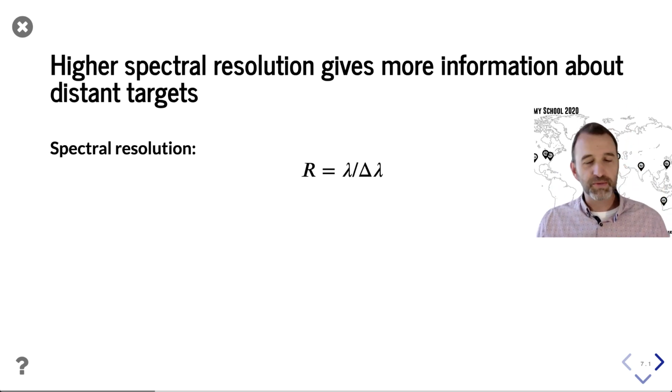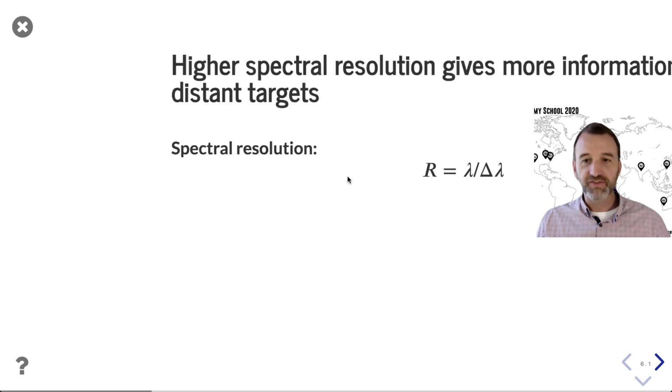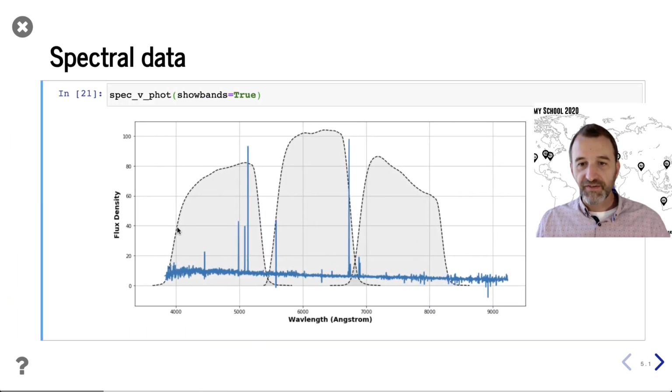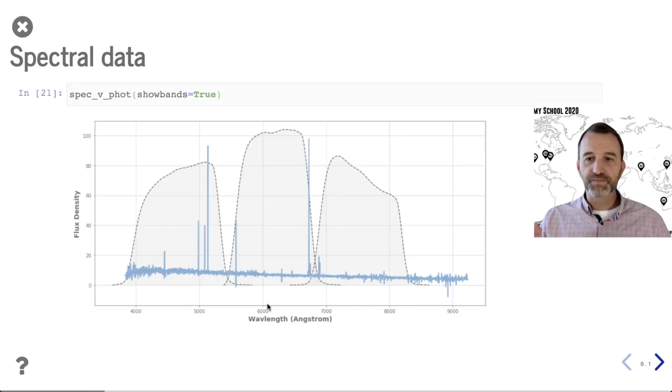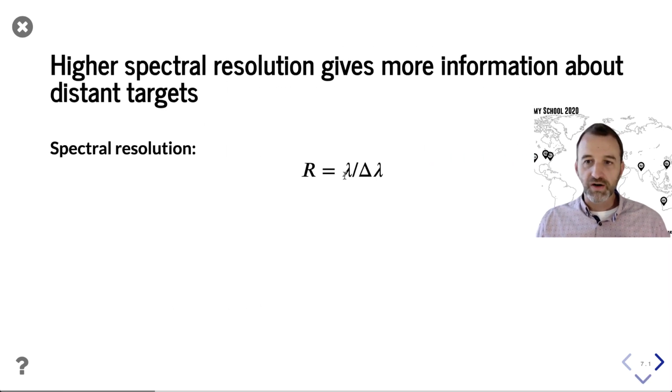So for photometry, we have bandpasses that have a delta lambda of 1,000 or so, and a lambda of around 5,000. So you have a resolution of 5,000 divided by 1,000, so about 5. So with broadband imaging, you get a resolution of 5. Whereas with spectroscopy, typically you're working with resolutions of 1,000, or could be even higher. You can go up to 100,000.